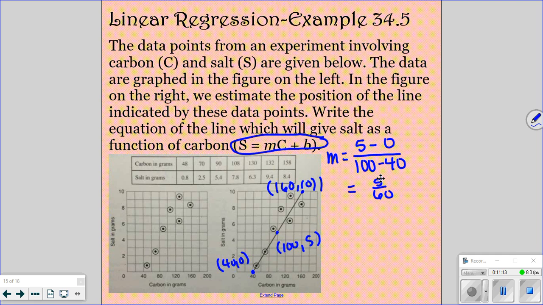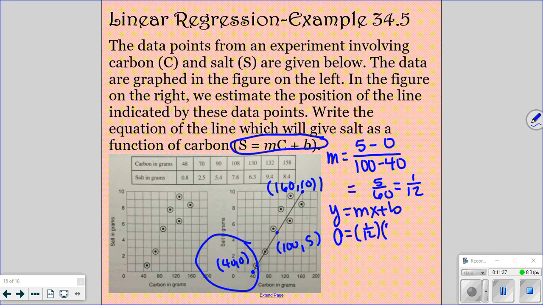Which if you've made it a decimal, you'd get 0.083 repeating. Or you can just reduce it to be 1/12. Okay, so that's our slope, and then we're going to have to find our b. So y equals mx plus b. Our y value, I'm going to use this one, where my y value is 0, my slope is 1/12, and then my x is 40.